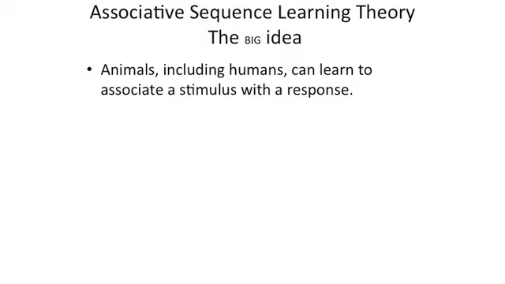The theory that I'm going to briefly outline is something called the associative sequence learning theory. And this is potentially the most simple, boring, obvious theory in the world. The big idea behind it is actually very, very simple. The big idea is just that we can associate stimuli with responses. Nothing more than that. Humans and animals can learn to associate a stimulus with a response. If you buy that, then I think we're all on the same page.